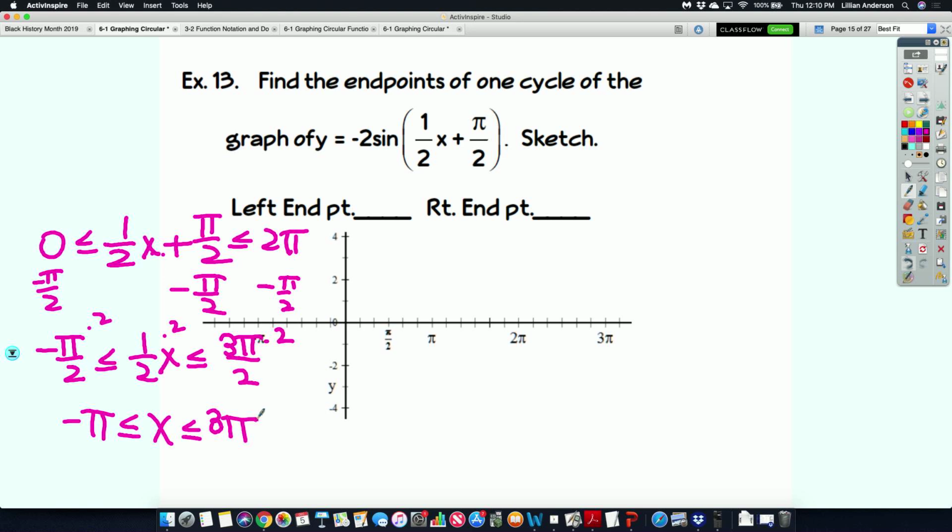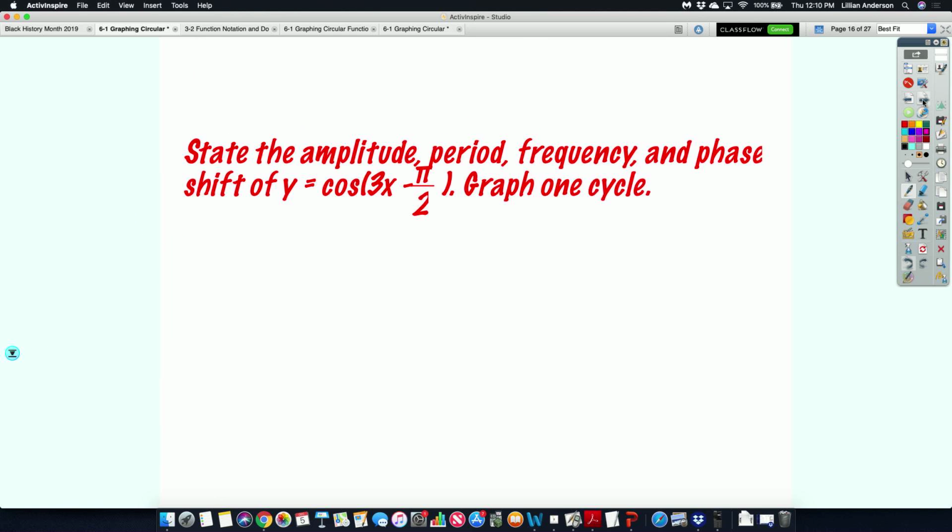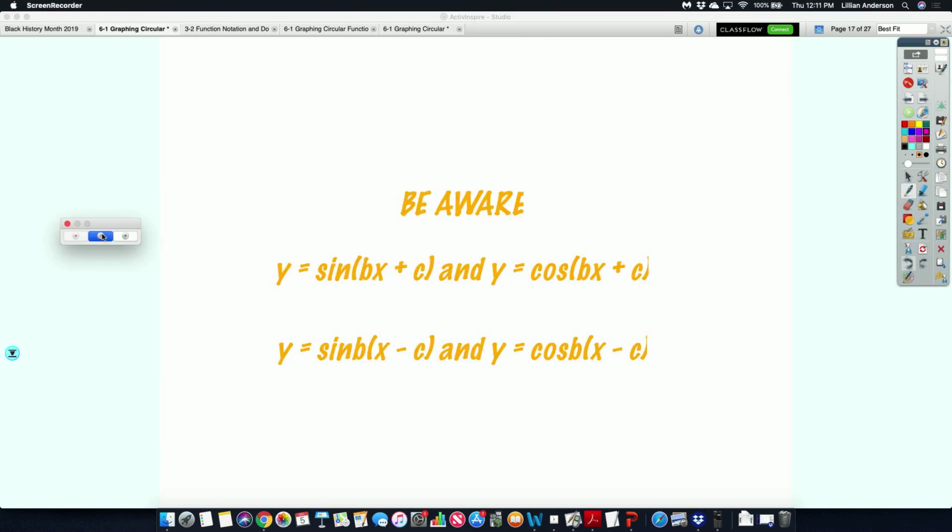So my furthest left point would be negative pi. My furthest right point would be 3 pi. And again, those would be the same things you would get if you were to do this in your table. Okay? You would apply your horizontal stretch, then your phase shift to your x's. Right? Questions?